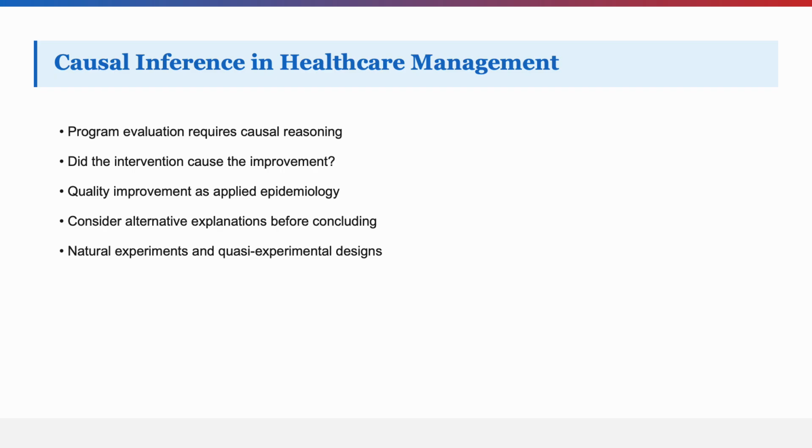Natural experiments, policy changes, system disruptions, provide opportunities for causal inference when randomization isn't feasible. Comparing outcomes before and after policy changes, or between affected and unaffected groups, can strengthen causal conclusions. Quasi-experimental designs like interrupted time series and difference in differences improve on simple before-after comparisons by explicitly modeling counterfactual trends.